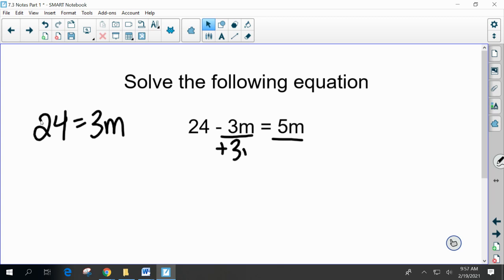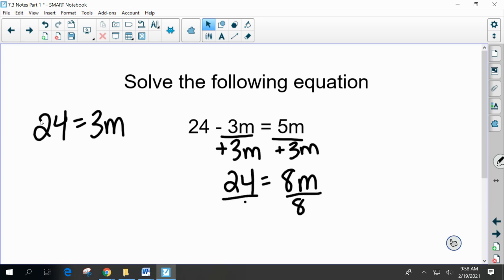It would be to add 3m. Okay, so then I would carry down this 24 equals, and then I have 5m plus 3m, which would give me 8m. And then I need to divide both sides by 8 to solve for m. So m would equal 3.